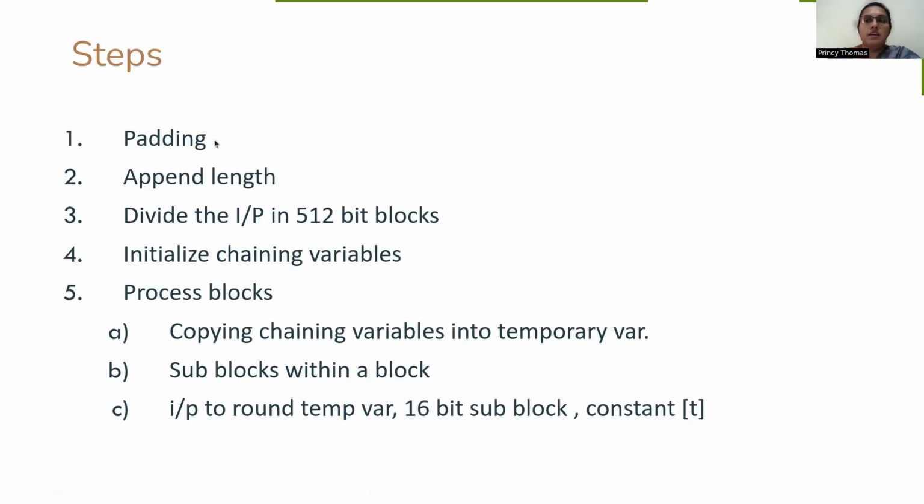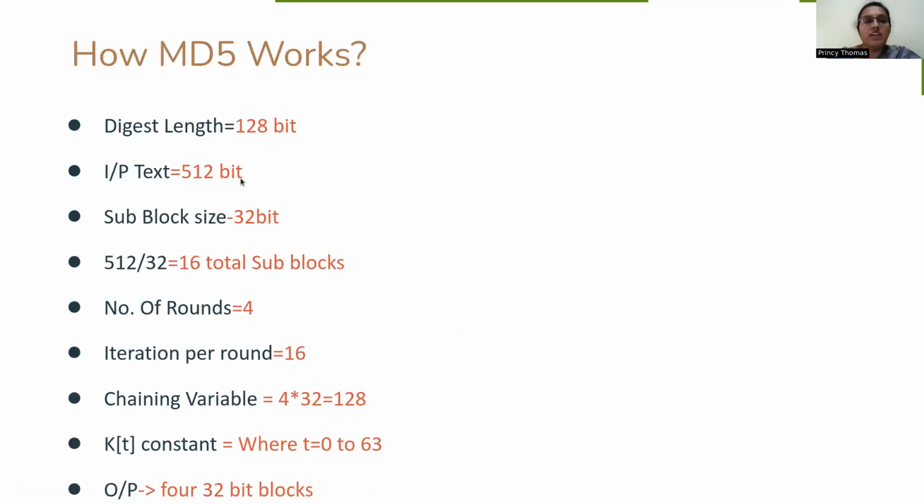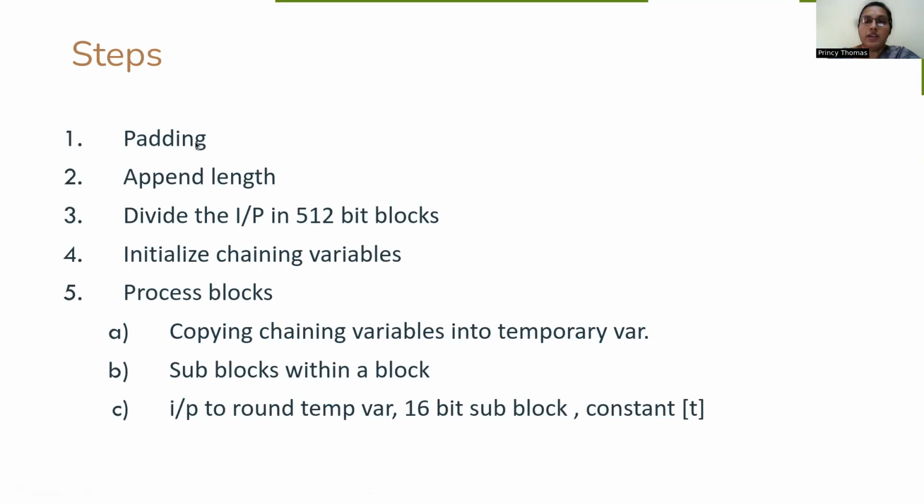The first step is padding. So we saw that the input size is 512 bits. If 512 bits are not available, then it should be padded. Then the length must be appended, and then the steps that we said earlier: divide the total message into 512-bit blocks, initialize the chaining variables, and then do the processing. Okay, now what are the basic processes?